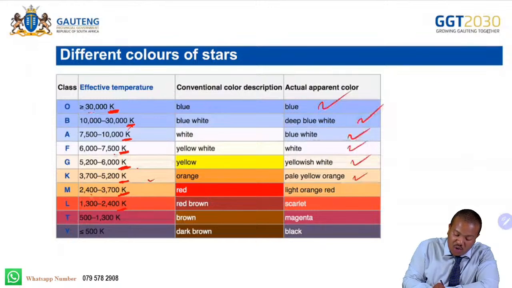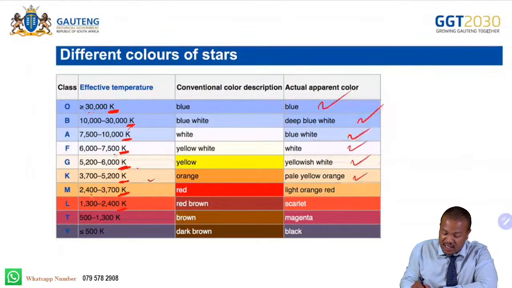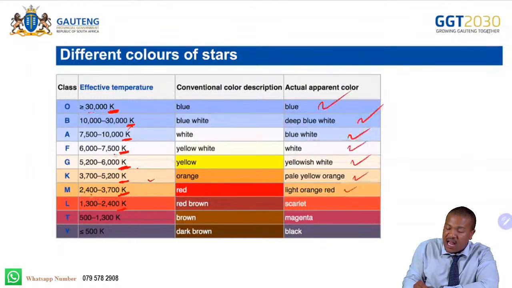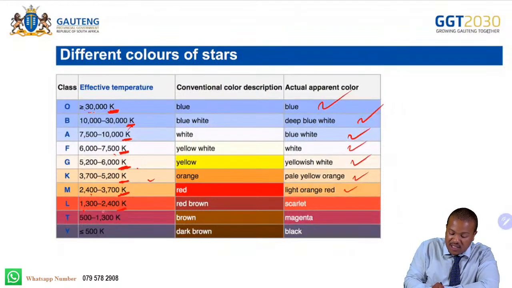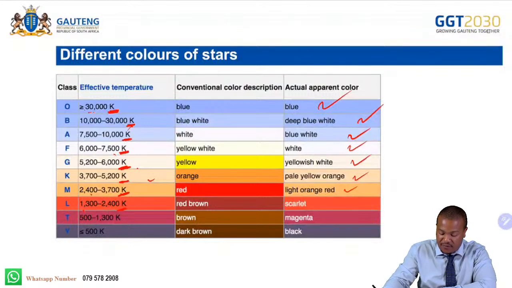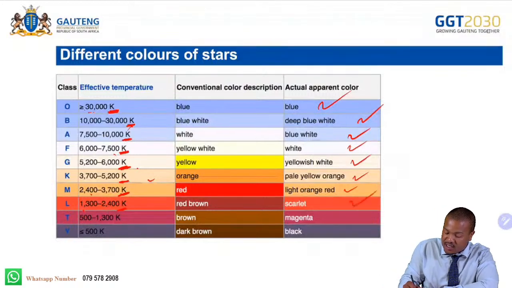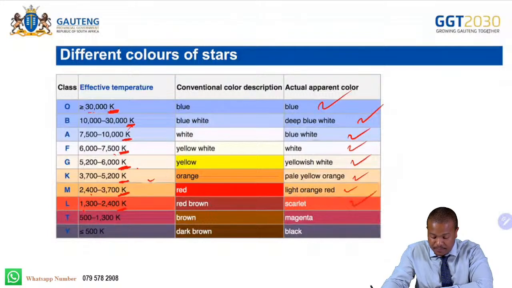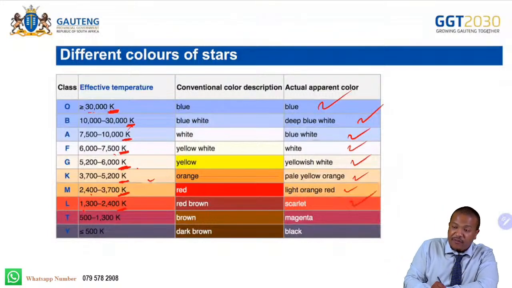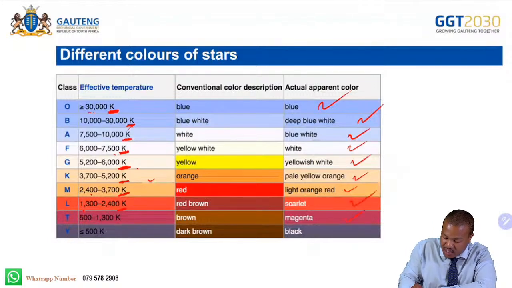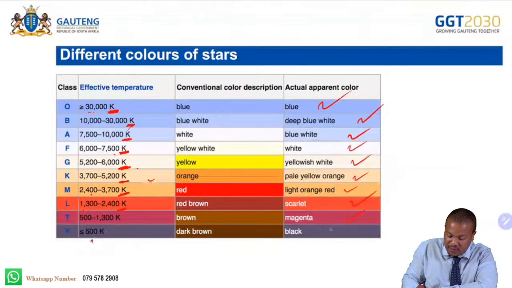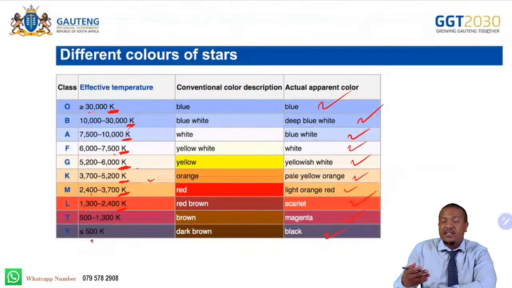Then from 2,400 to 3,700 Kelvin, we find stars that are light orange in color. Then from 1,300 to 2,400 Kelvin, we find stars that are scarlet in color. Then from 500 to 1,300 Kelvin, we find stars that are magenta in color. Then below 500 Kelvin, we find stars that are black in color.